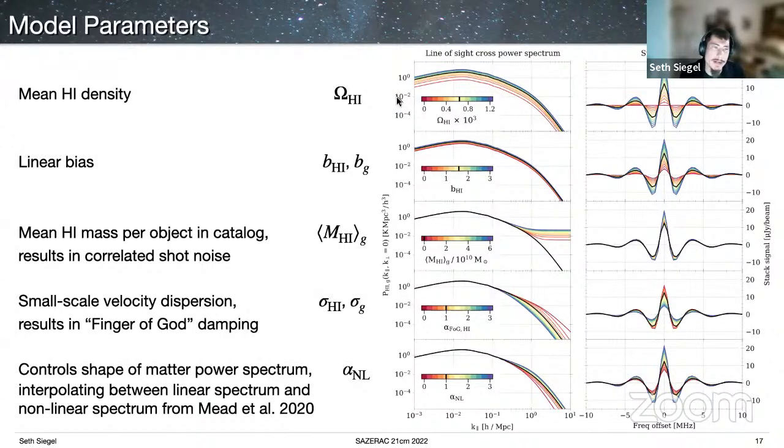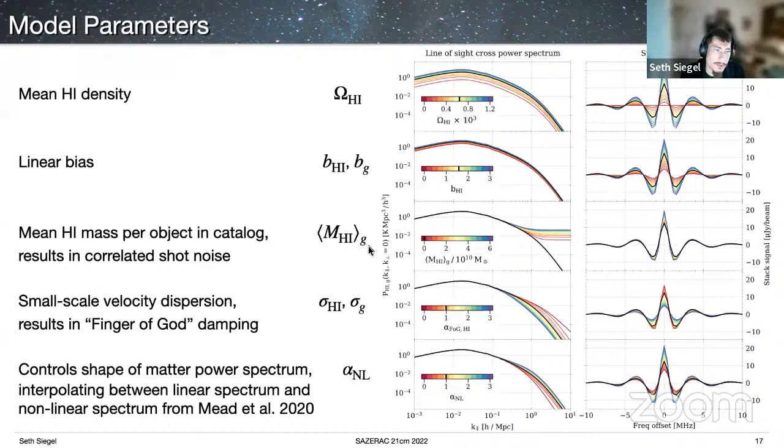We list seven of them here and show how varying each alters the cross power spectrum along the line of sight direction, and also the delay filtered stack signal as a function of frequency. The first two rows show the parameters of interest, which are the cosmic density and linear bias of neutral hydrogen. These parameters determine the large scale clustering of neutral hydrogen and the amplitude of the stack signal.